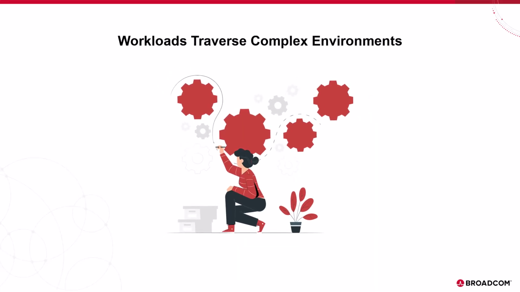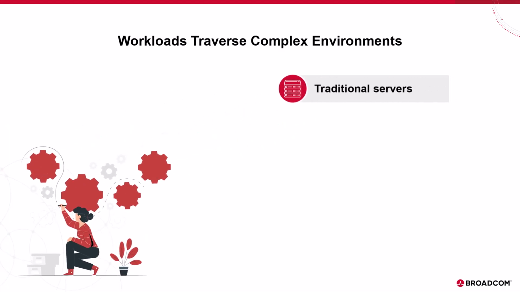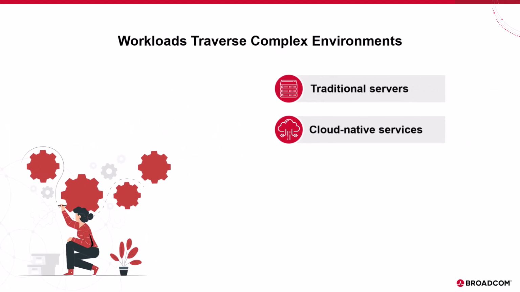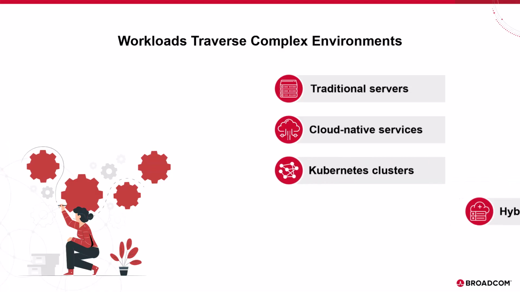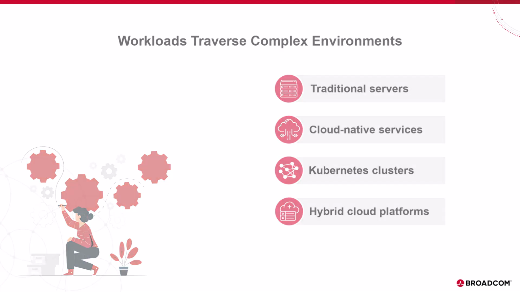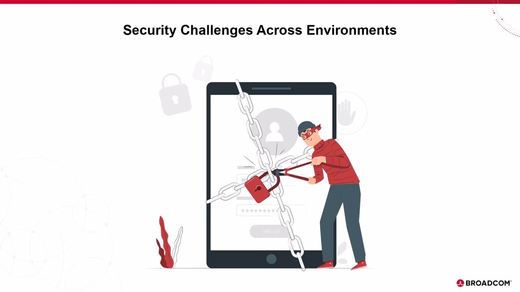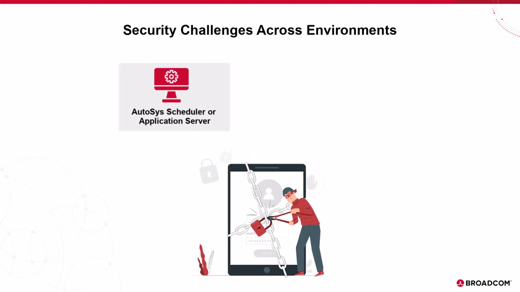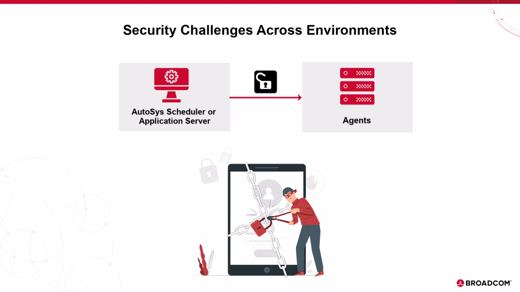They traverse this entire landscape, moving data and executing processes across traditional servers, cloud-native services, Kubernetes clusters, and hybrid cloud platforms. The complexity of your workloads multiplies with modern deployment patterns. This interconnected, multi-environment architecture creates significant security challenges, as each communication point between the AutoSys components can become a potential vulnerability.